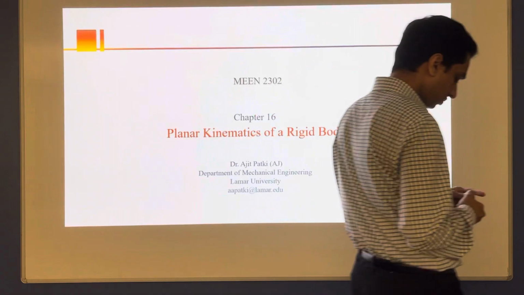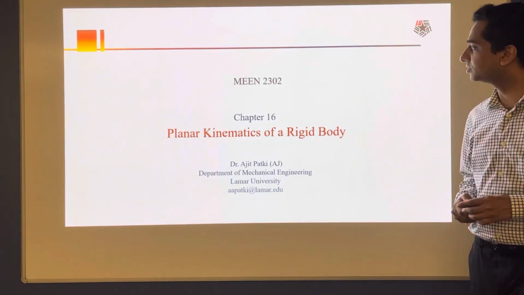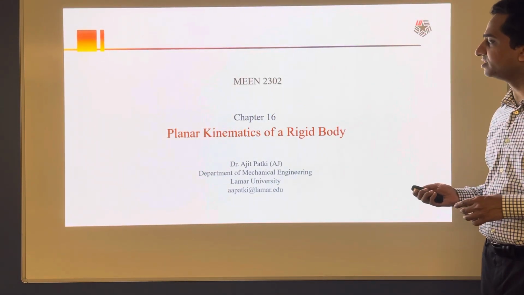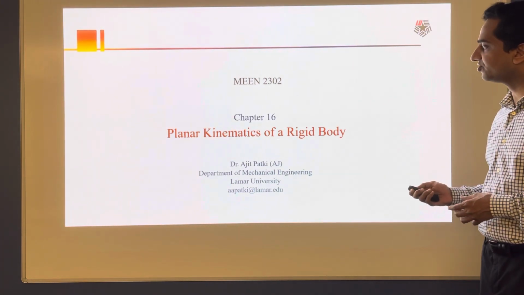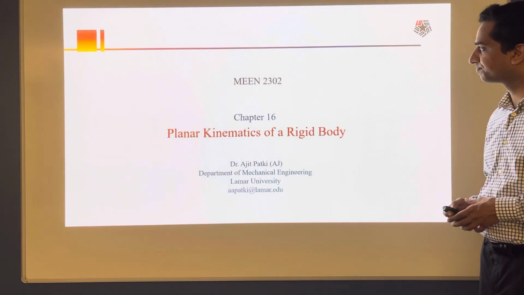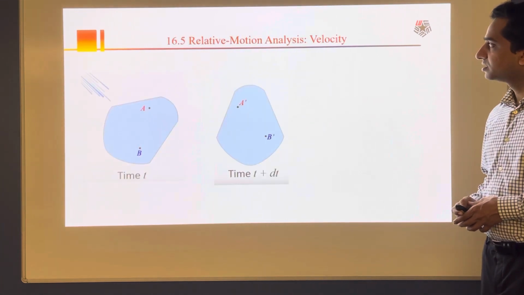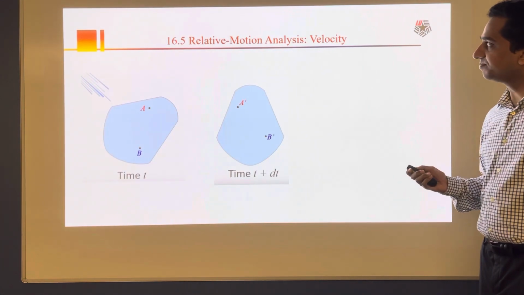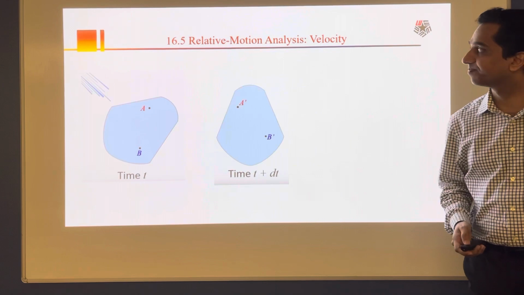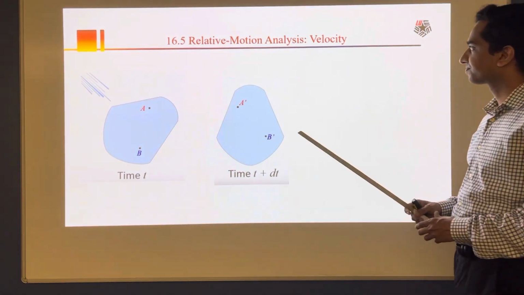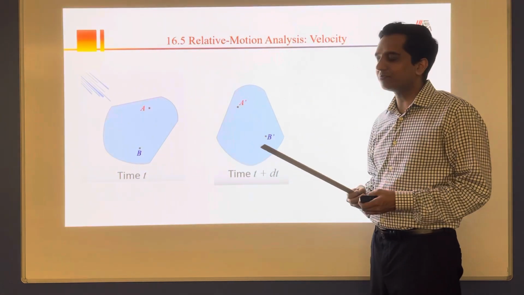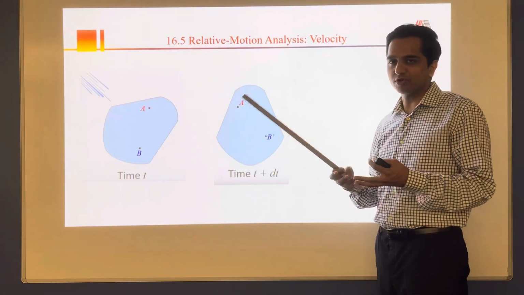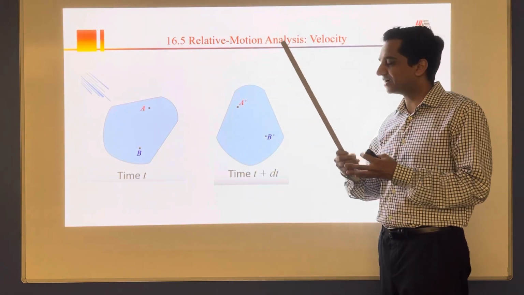We will continue our discussion of chapter 16, and in this video we will finish this chapter, planar kinematics of a rigid body. Now let's see relative motion analysis, velocity. Before this we learned about absolute motion analysis, where the motion is dependent.